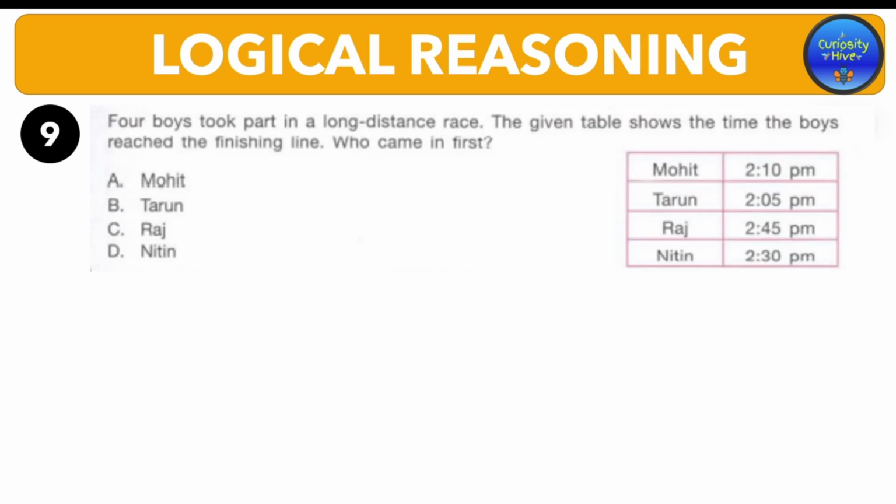Next question. 4 boys took part in a long distance race. The given table shows the time the boys reached the finishing line. This is the given table. Who came in first? Good, I'm sure you've got it. Whichever time is the smallest or the earliest is indicating the boy who came in first. So, 2:05 is the earliest time between all the 4 times. So, our right answer is Tarun, who would have come first.